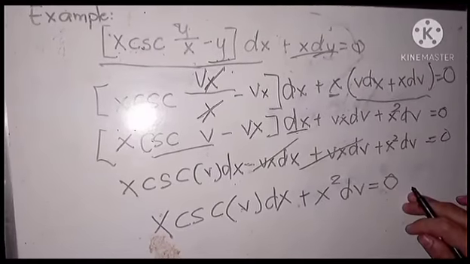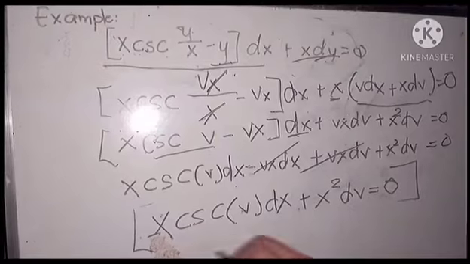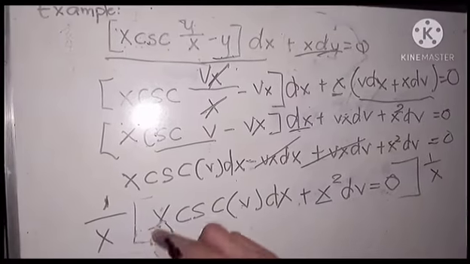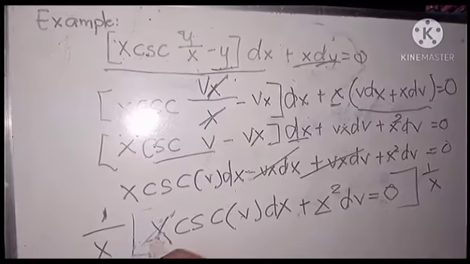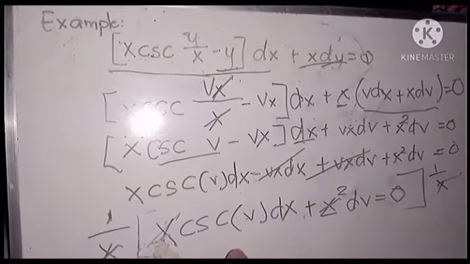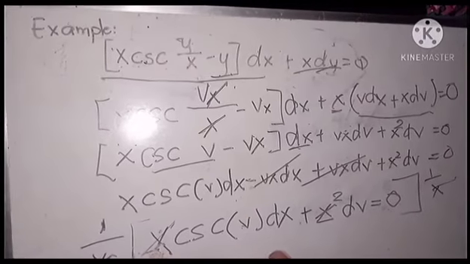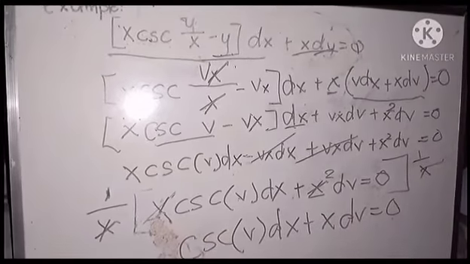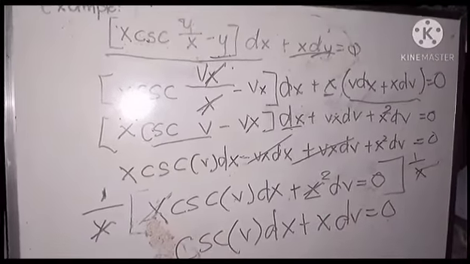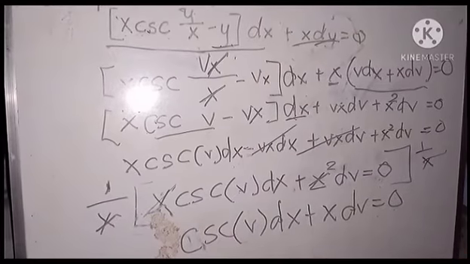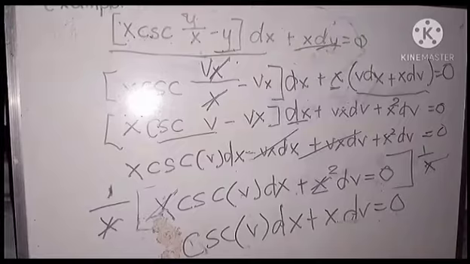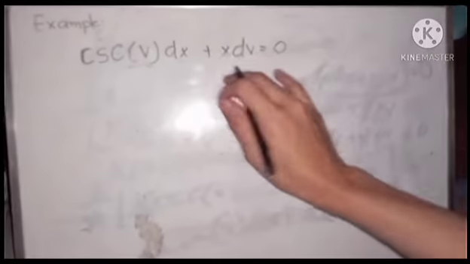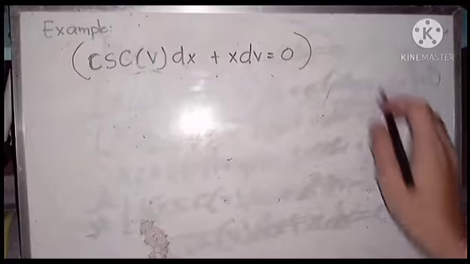First thing to do is to find their common value. So we have this x over here and x over here. So we need to multiply both sides by 1 over x, so we can cancel the value of x in here. Therefore, cancel x and x. So writing the equation, we now have cosecant v dx plus x dv. Since we still didn't separate the value of v and the x, we still need to separate this equation using separation of variables again.